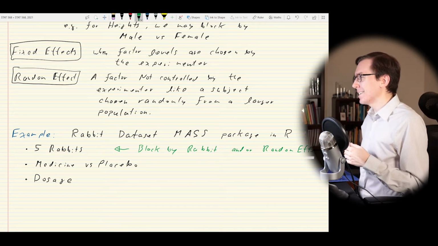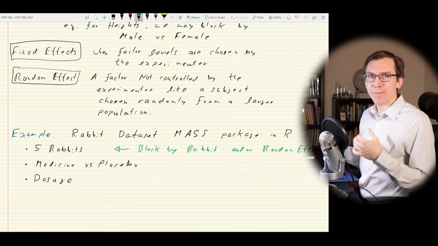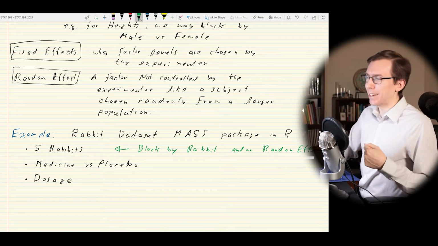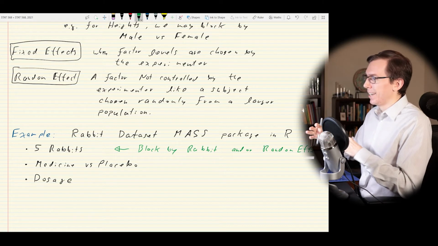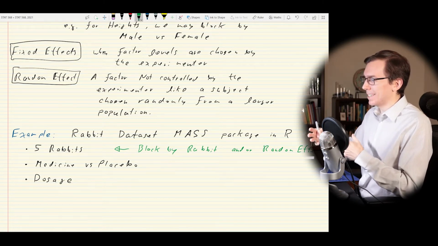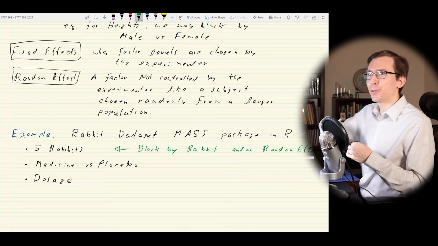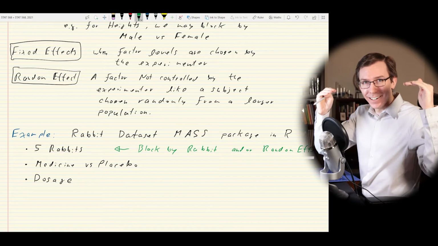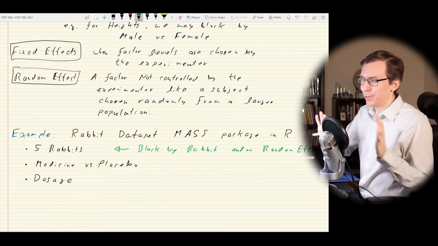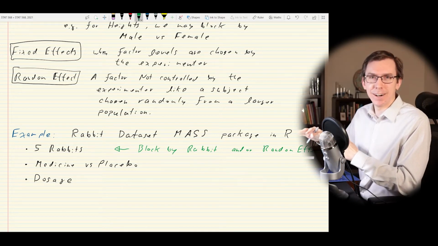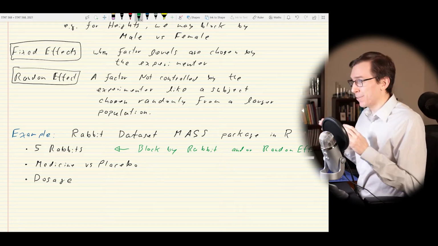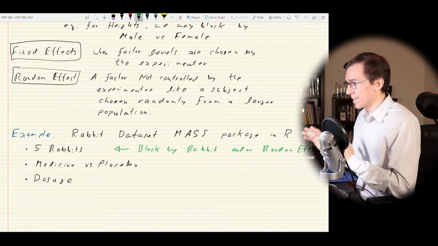So in that case, we can think of the rabbit as a random effect. In this specific setting, we can treat it as a blocking factor because we have a nice setting in this experiment where we're actually testing every single treatment, every combination of dosage and medication on every single rabbit. And we'll get to this in later lectures when we talk about complete randomized block design. But for now, we'll just leave it at that.